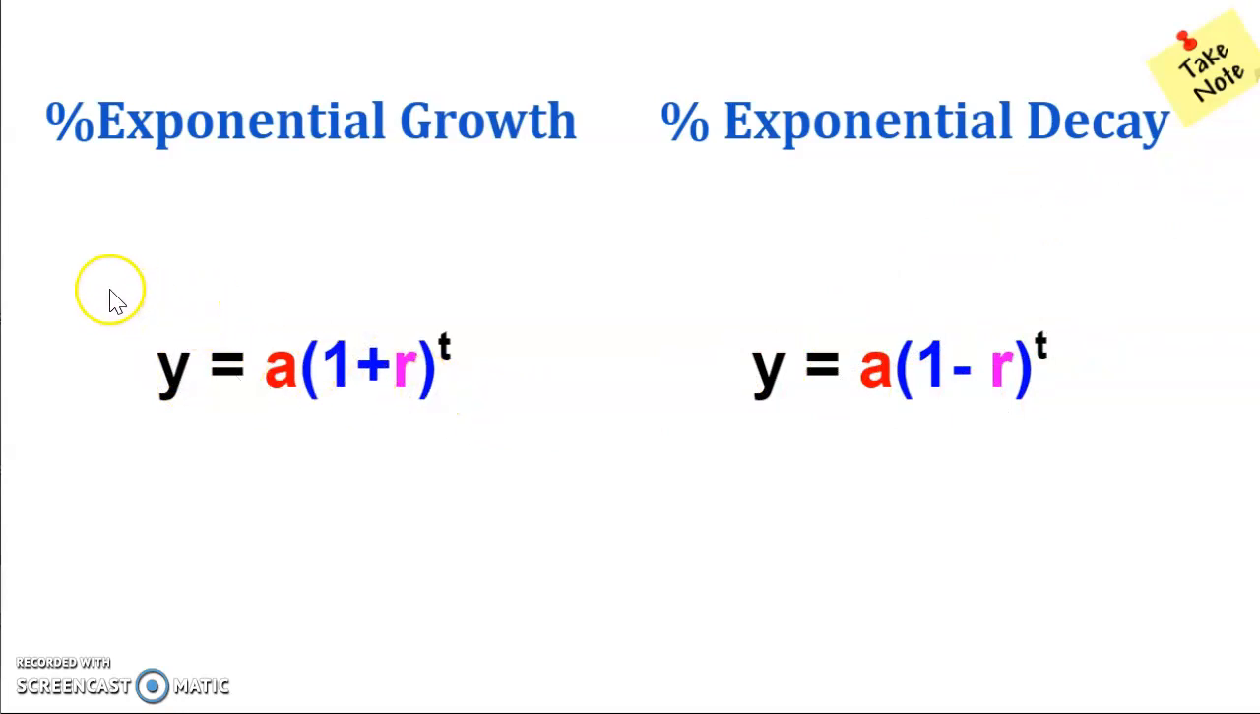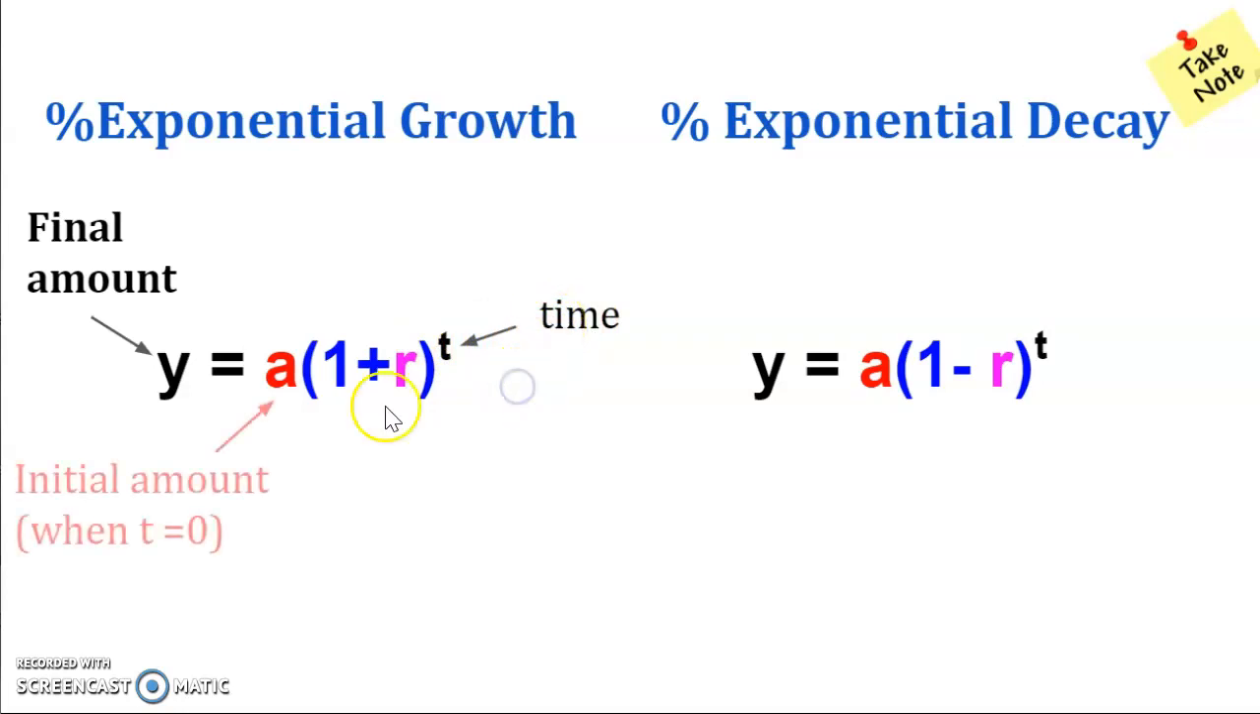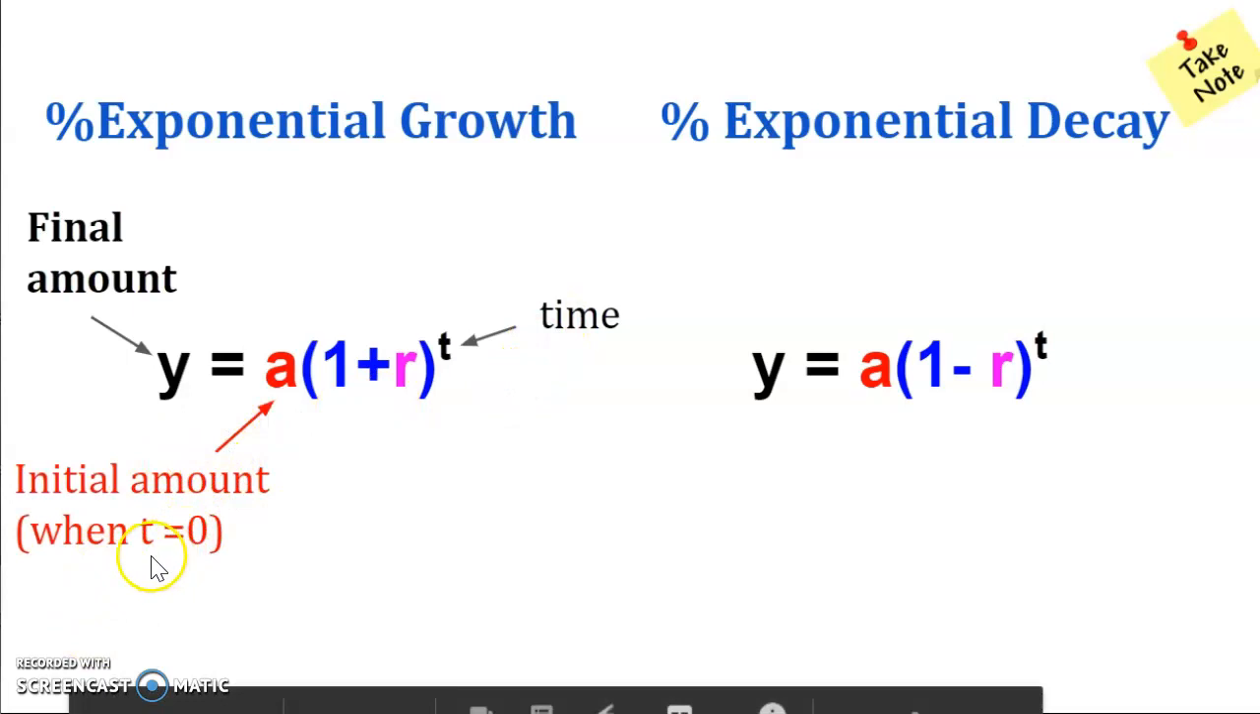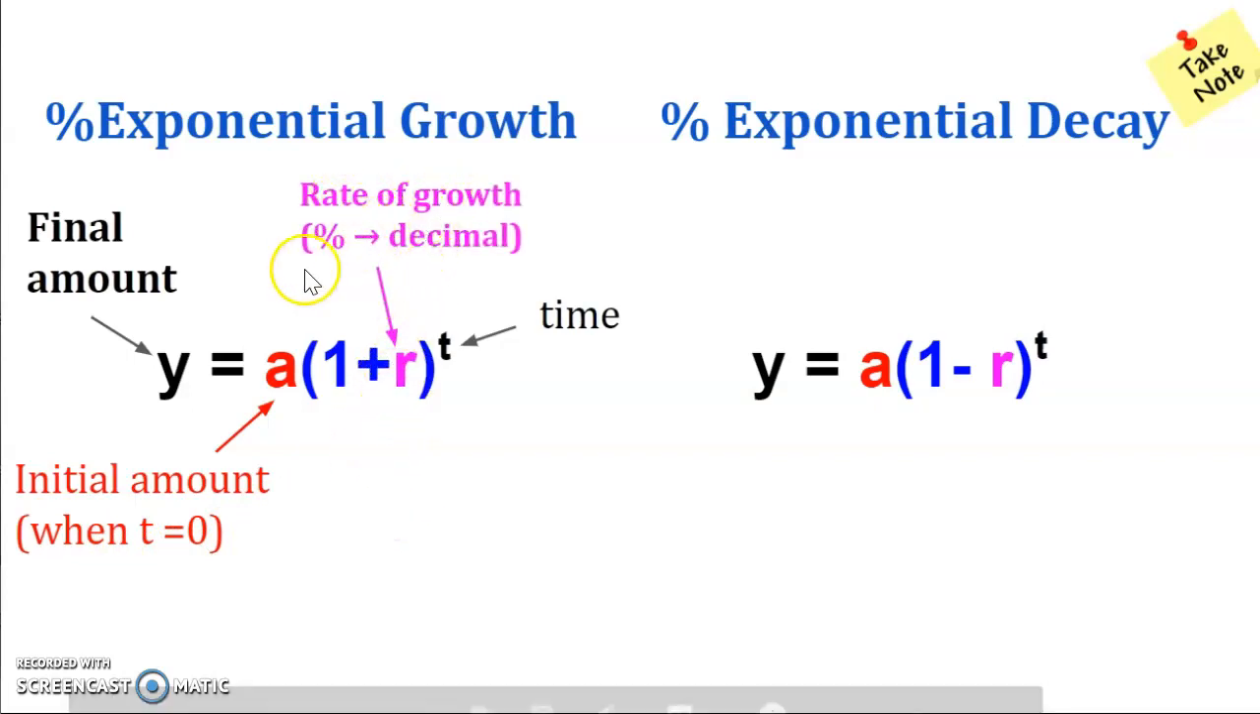What do the different things mean? Y represents the final amount, and t represents the time, or it can be an x, it does not matter, but most often we are measuring the input as time. And a is the initial amount when t is equal to 0 or when x is equal to 0. And this r is the rate of growth. This is the percentage that you are given.